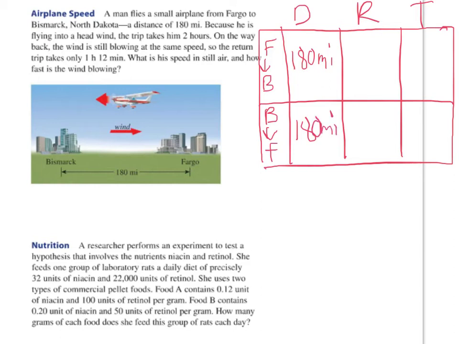Okay. I'm also told what the times are. So here when he's flying into the headwind, and that's from Fargo to Bismarck, the trip takes him 2 hours. That's my time, so I'll put 2 hours right here. That's the time for this trip. Now the other trip takes 1 hour and 12 minutes, okay? So you have to know what part of an hour is 12 minutes. 12 minutes is 1/5 of an hour, so it's 1 hour plus 1/5 of an hour.